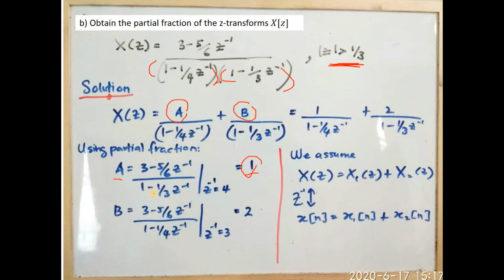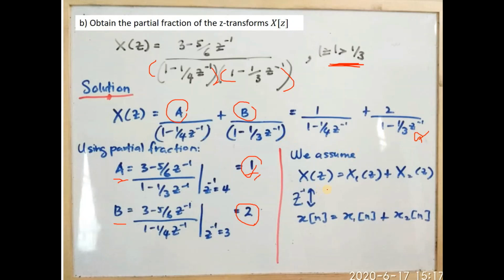The whole thing, the rest of the equation that you skip, you won't get the marks. Okay, so you get a equal to 1, and then b, do the partial fraction, you get 2. Okay, so substitute the value for a and b here, so you get 1 over 1 minus 1 over 4 inverse z plus 2 over 1 minus 1 over 3 inverse z. Okay, so you get X(z) equal to this equation.